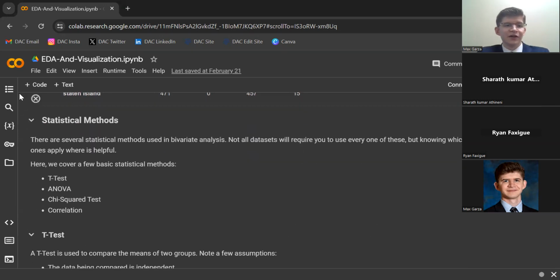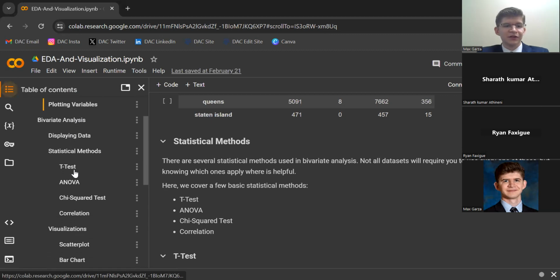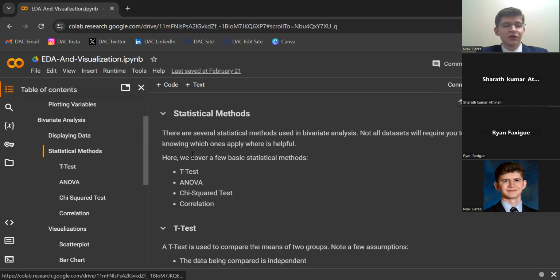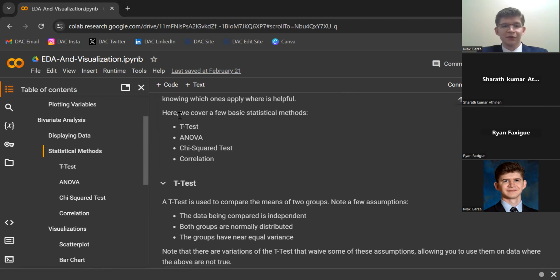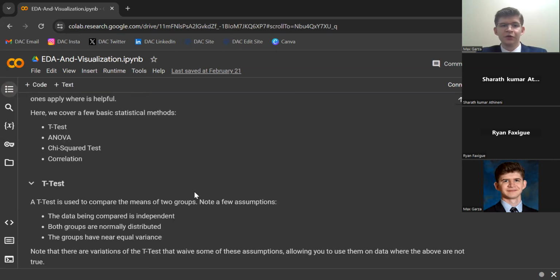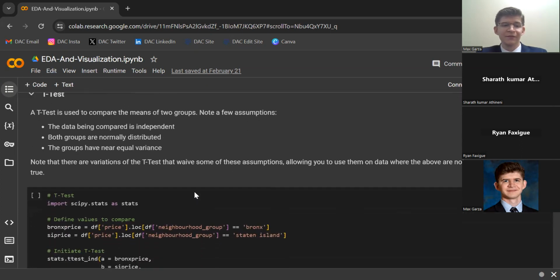Now, there are, as I implied, a pretty good number of techniques that can be used in bivariate analysis. And here we're going to go over some fairly standard statistical methods, along with visualizations that you might use to better understand your data. So, starting with the statistical methods, we have a few to cover, that being t-test, ANOVA, chi-squared, and correlation. And I'll explain why all these are used as we go along. And I'm not going to go too deep into code, but it is present. And I will be sharing the code afterwards if anybody wants to dig deeper into that.